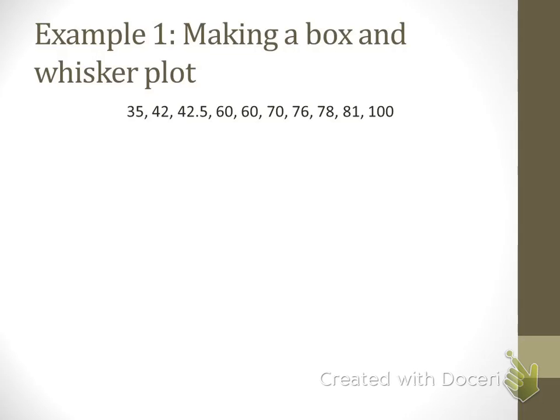All right, so now I'm going to find the median. My suggestion to you: do not cross out the numbers. Maybe put little dots or even use your fingers to find that middle number. So 35, 100, 42, 81, 42.5, 78, 60, 76. Now I have 2 numbers in the middle. Like I said, don't cross out the numbers because you need to find your quartiles.